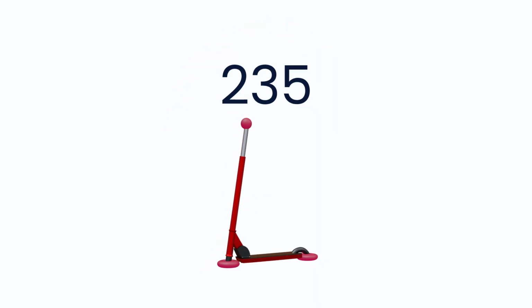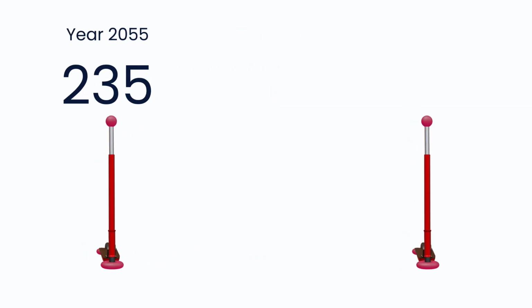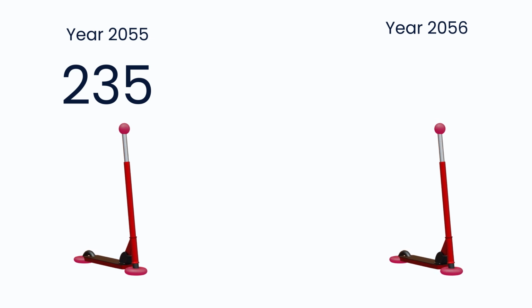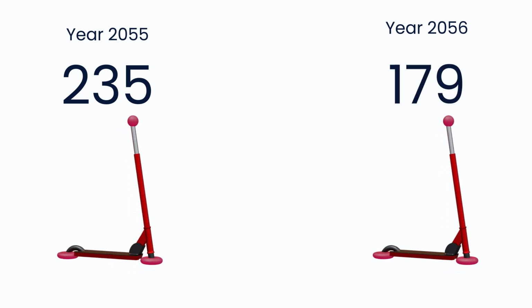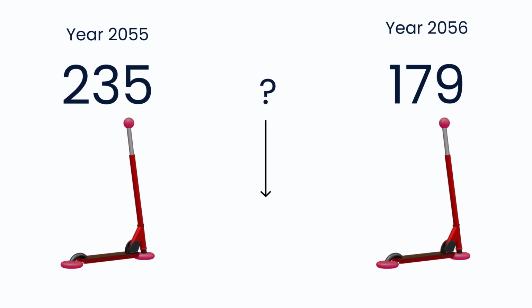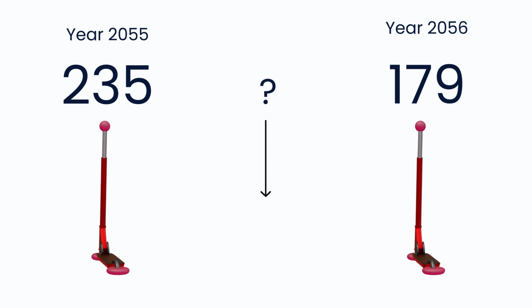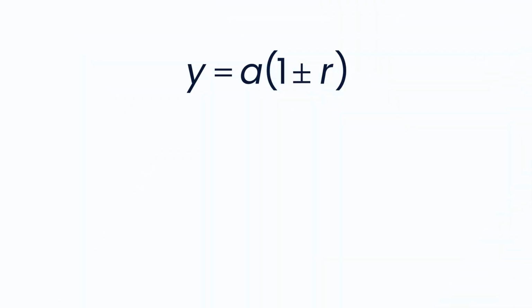A sports shop sold 235 hover scooters in the year 2055. In the following year, 2056, the same shop sold 179 hover scooters. You want to find the decrease in sales by finding the decay rate for the change in scooters sold between these 2 years. You can use this formula with a decay factor by filling in the values of the variables you do know, then solving for the resulting equation.